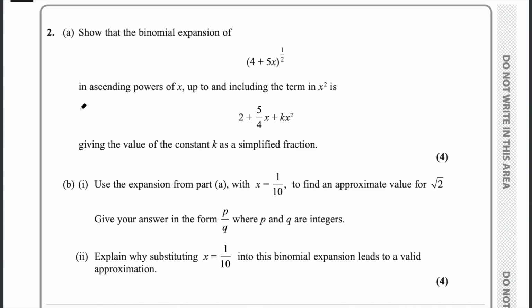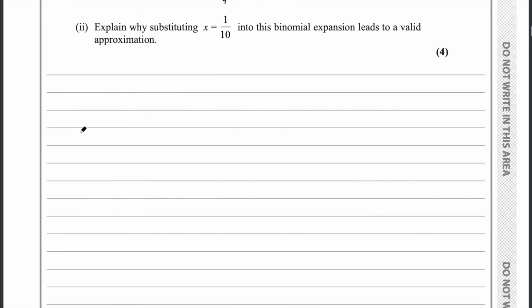Question 2, part A says, show that the binomial expansion of 4 plus 5x to the power of a half in ascending powers of x up to and including the term in x squared is 2 plus 5 on 4x plus kx squared, giving the value of the constant k as a simplified fraction. Okay, so here we're going to have to use the binomial expansion, and that is a formula in your formula book. So firstly, look that up, and then that should be the first thing you write down.